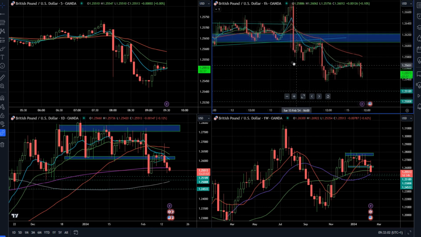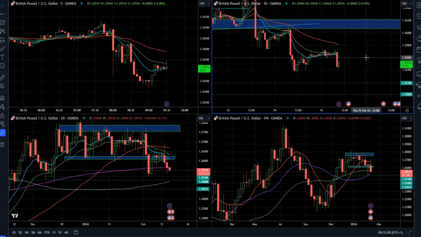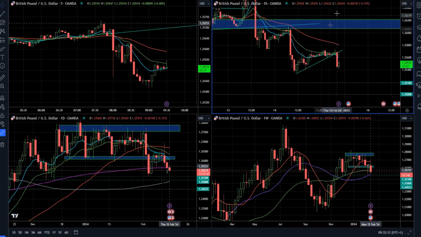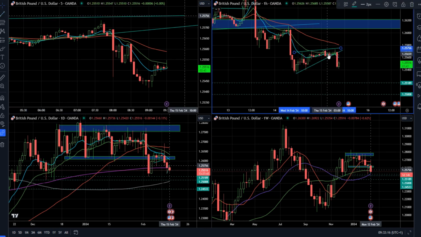If we take a look, for example, at the hourly time frame, which is here at the top right corner, we can see there was a breakout of this more like a triangle, but we call this a bear flag pattern, and there was a downside breakout this morning, which is another confirmation that this downside momentum is very strong, and we have a downside continuation.